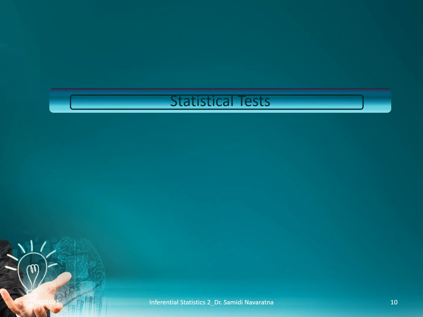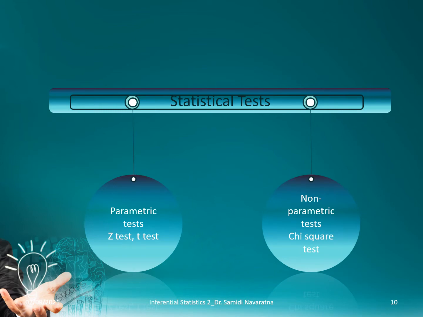The statistical tests are broadly divided into two groups, the parametric tests and the non-parametric tests. The parametric tests use an underlying population for assumptions, and the examples are the Z-test and the t-test, which we hope to cover in this lecture. The non-parametric tests do not use an underlying population for assumptions, so they are also known as distribution-free tests. An example is the chi-square test.